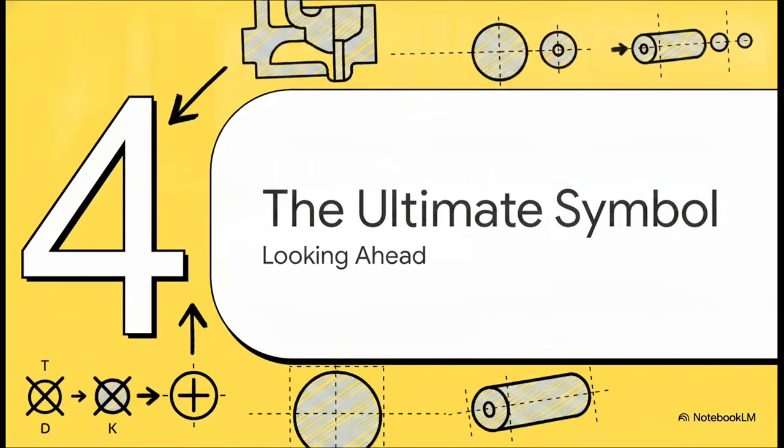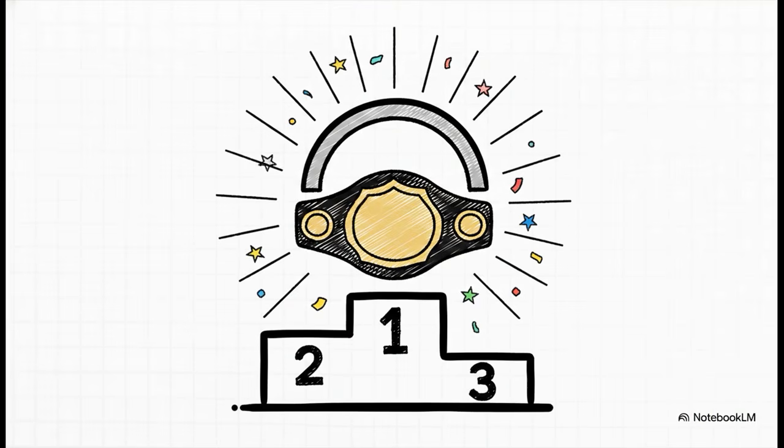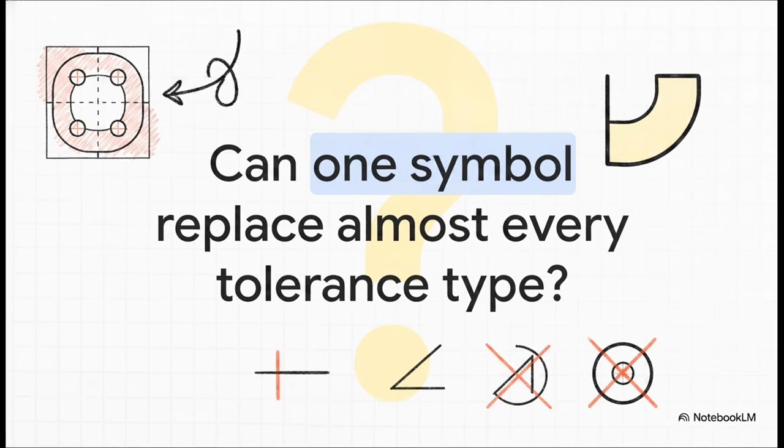Looking ahead, the ultimate symbol. Now, if older, highly specific symbols are being retired and consolidated, what else can we use to control highly complex, irregular features that aren't just simple holes or pins? That question brings us directly to the doorstep of our next topic. In Lesson 7, we are going to unpack the undisputed heavyweight champion of the GD&T world, profile tolerances. I want to leave you with this provocative thought as we wrap up today's explainer. Position tolerance gives you a 57% larger tolerance zone and handles location beautifully.